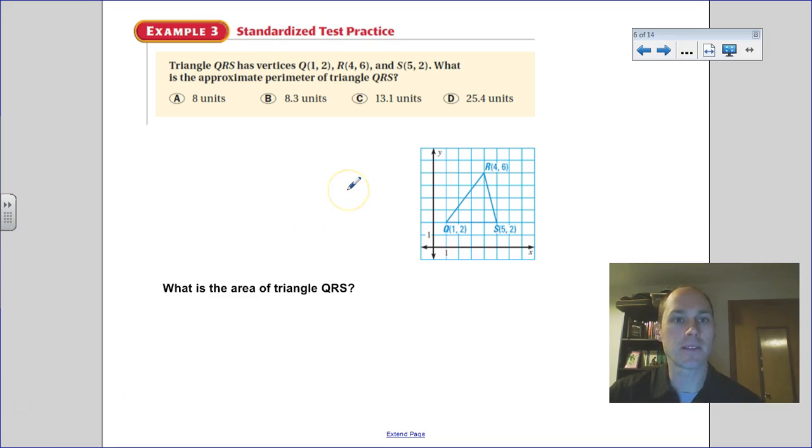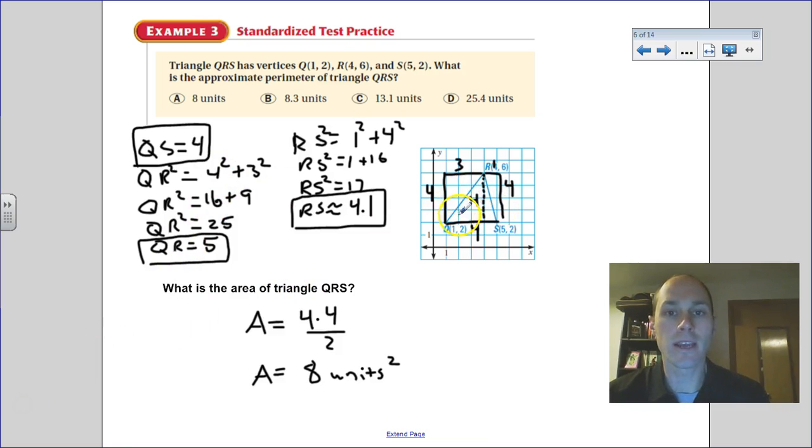And we finish up by talking about the triangle. Find the perimeter of the triangle on the coordinate plane. So you're going to have to find the lengths of the sides first, and then calculate the area. So pause the video, try it on your own, and start it when you're ready to see the solution.